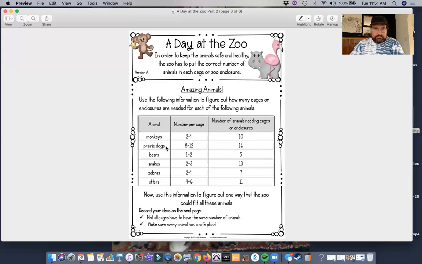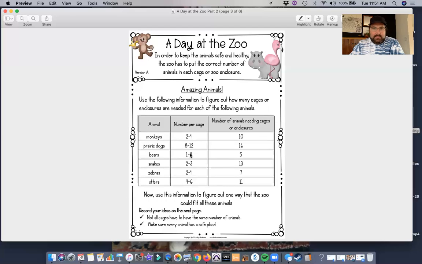Okay. Prairie dogs, they're a little smaller, so they can fit more in a cage. The prairie dogs, we can fit 8 to 12. Number of animals needing cages or enclosures, 16. Okay, so 16 prairie dogs, and you can fit 8 to 12 in each cage.